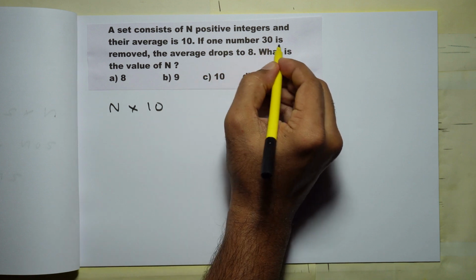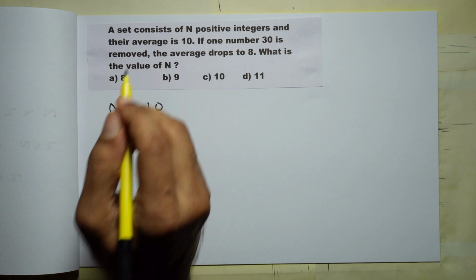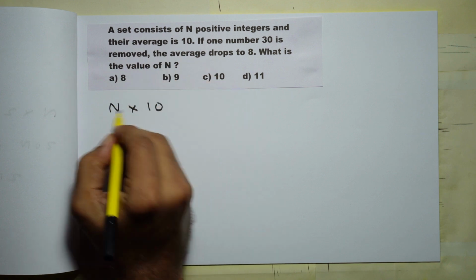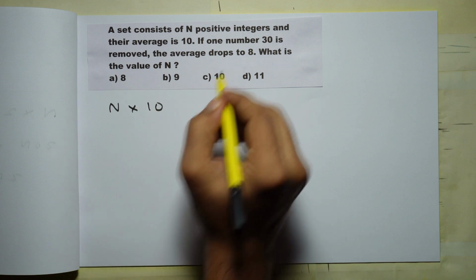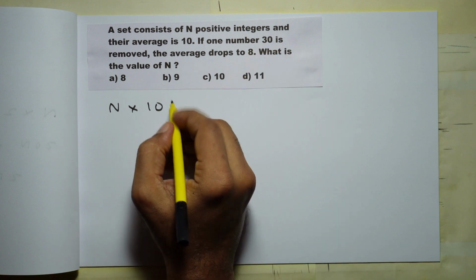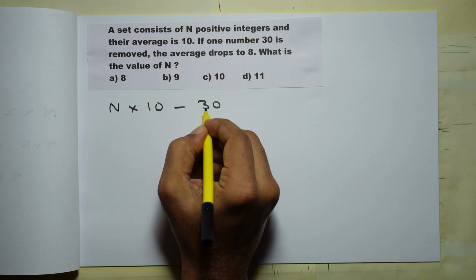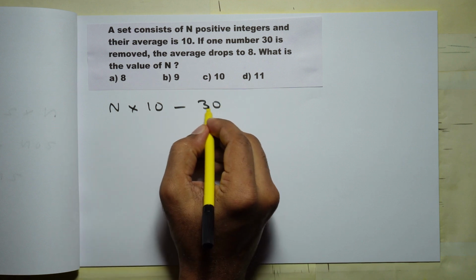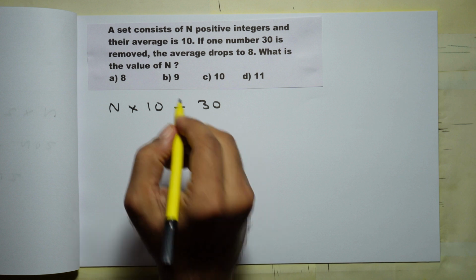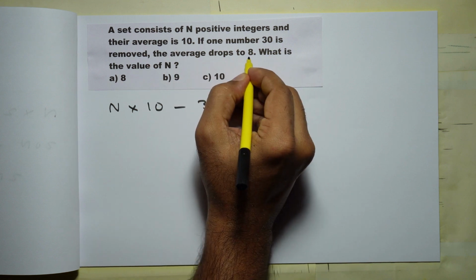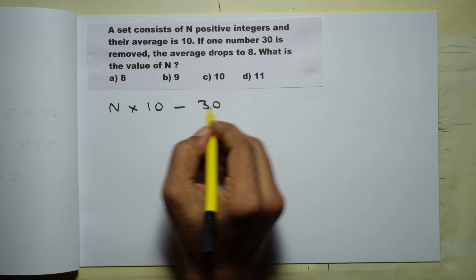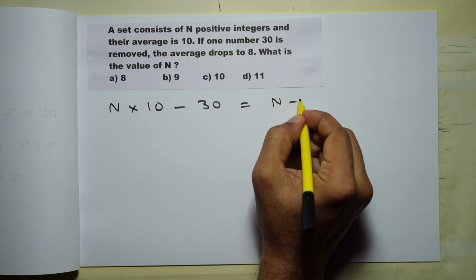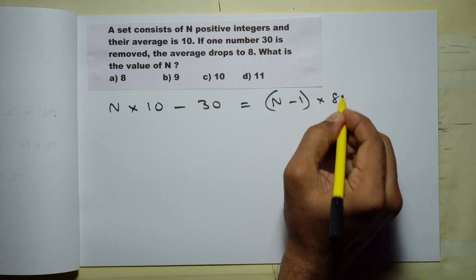Now if one number 30 is removed, originally the total sum of all the numbers is n numbers into their average 10. Now if one number 30 is removed, the total sum will be 30 less. From the total sum, the number 30 has been removed. Then the average drops to 8. So after removing 30, this total sum can now be represented as n minus 1 into 8.